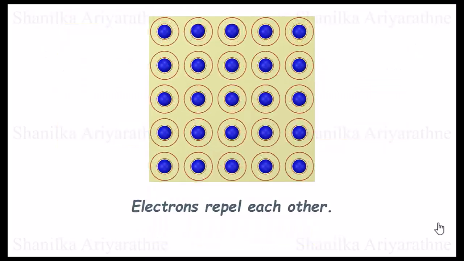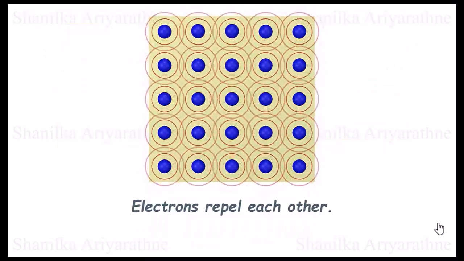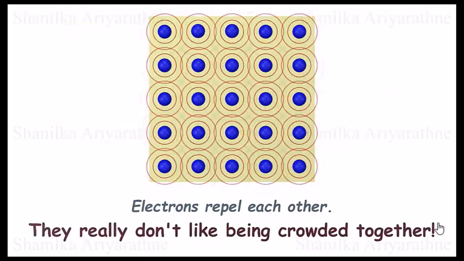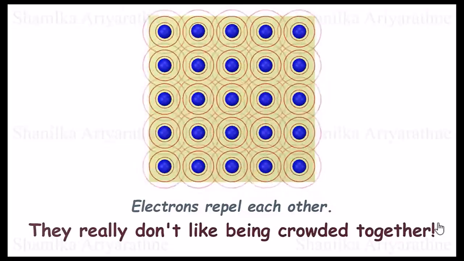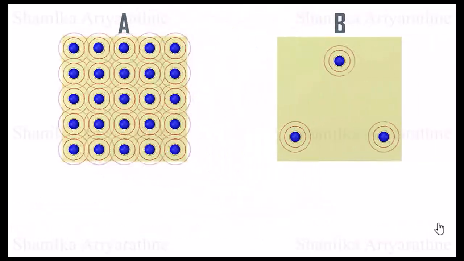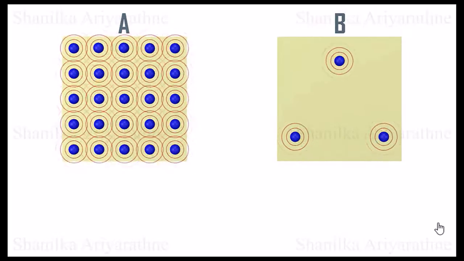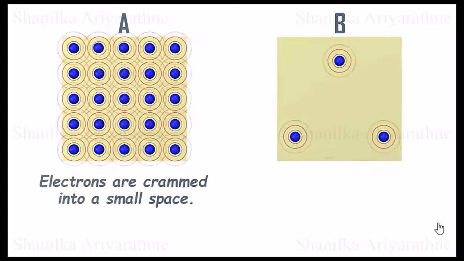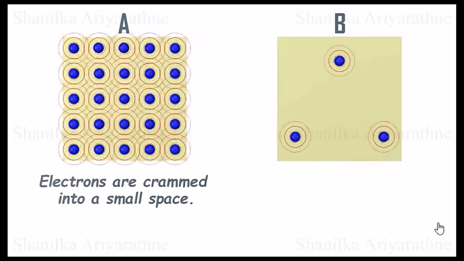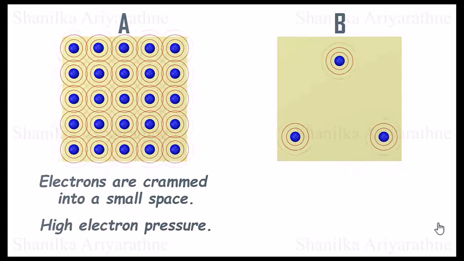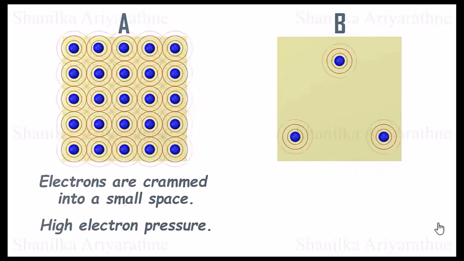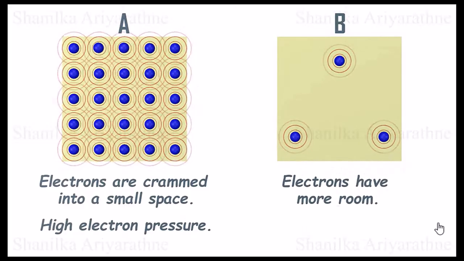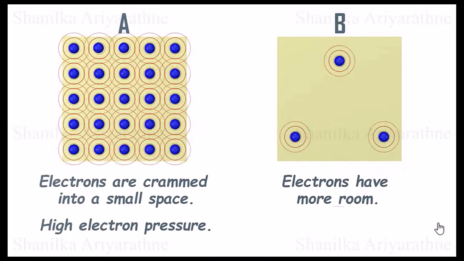As I mentioned earlier, electrons repel each other. They really don't like being crowded together. Imagine we have two areas, Area A, which is packed with electrons, and Area B, which has only a few electrons. The electrons in Area A are very unhappy because they're crammed into a small space, creating a lot of electron pressure. In contrast, the electrons in Area B are less unhappy because they have more room and don't feel that same pressure.